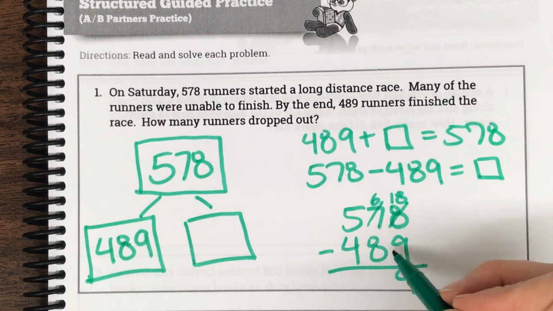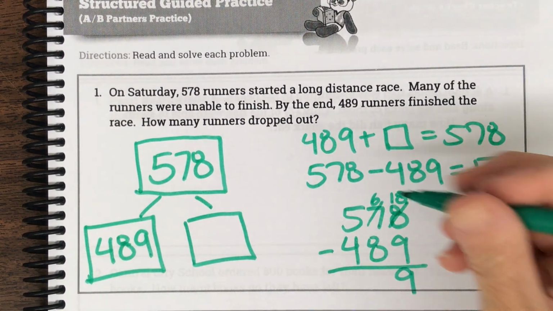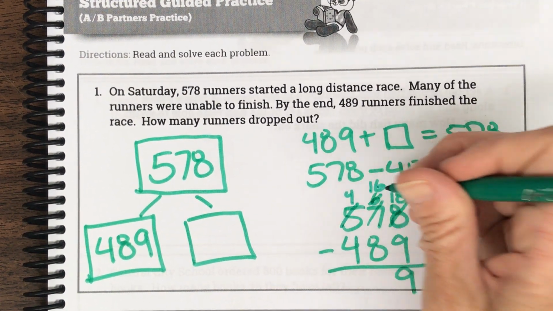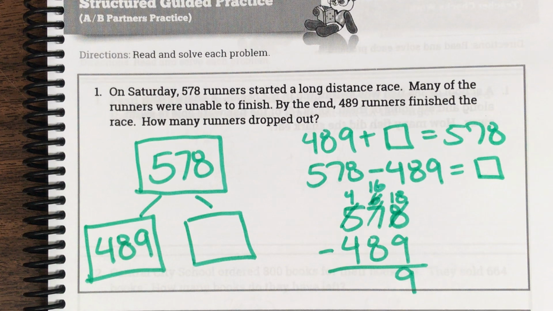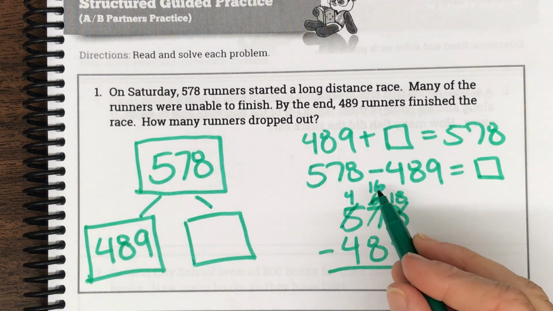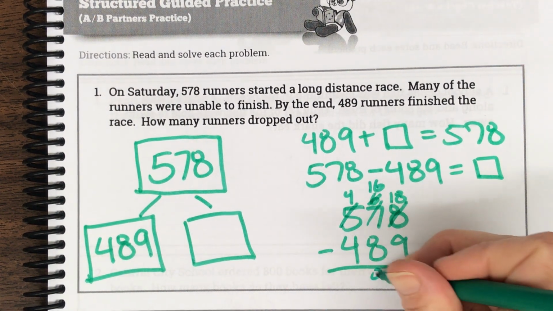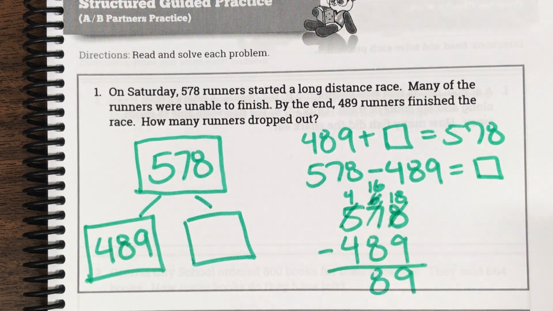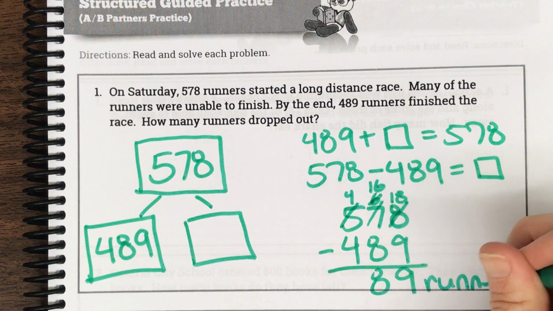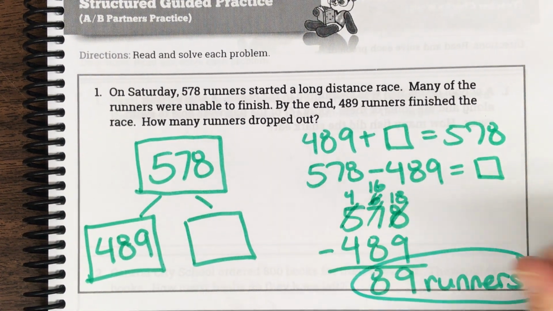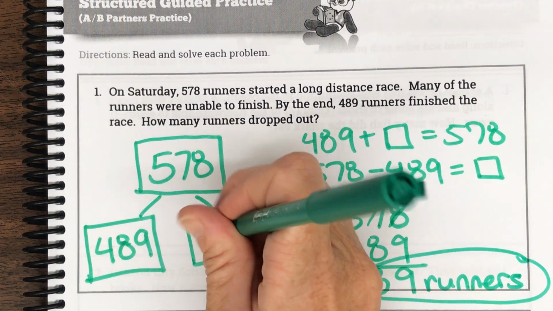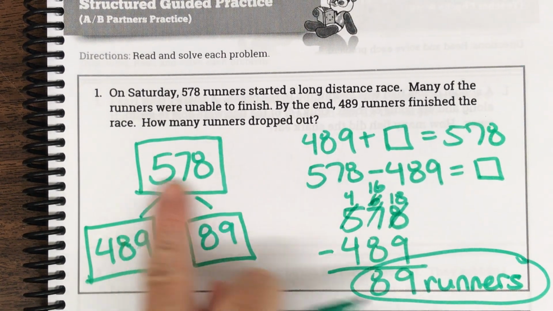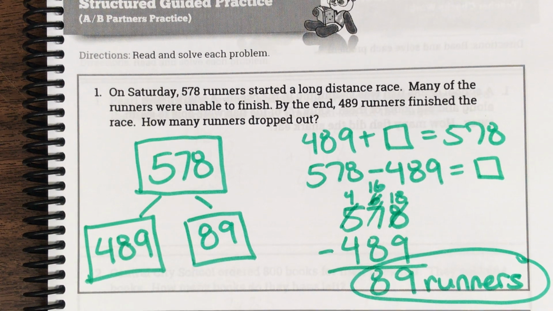And we have 6 take away 8, I can't do, so I need to regroup. So this becomes a 4, and this becomes a 16. So remember when I regroup, I always add 10. So 16 take away 8 is 8. And 4 take away 4 is 0. So we know that 89 runners must have dropped out of the race. That was my other part. So these finished, these dropped out, but this is how many started, our total.